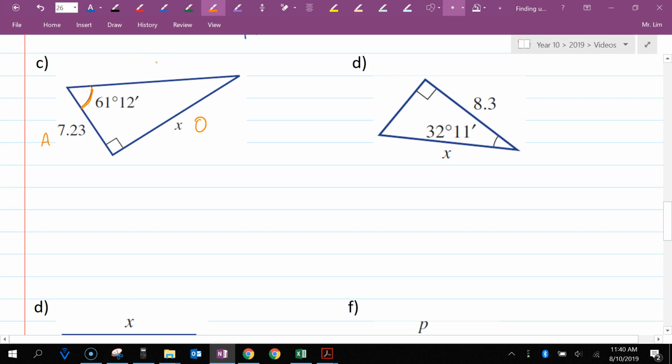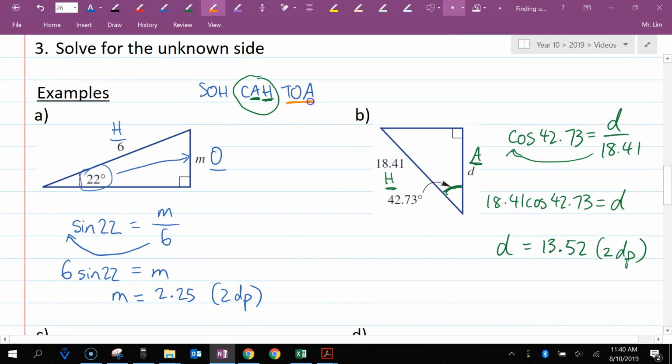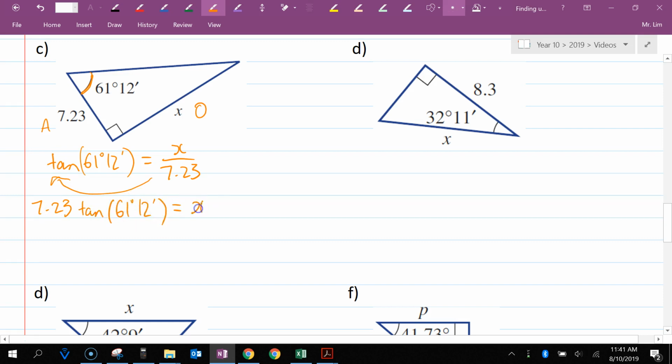The only one with O and A is tan. So I'm going to use tan of the angle, 61 degrees 12 minutes, is equal to opposite over adjacent. Now, because the number's in the denominator, I'm going to bring it all the way to the front. So you have 7.23 tan of 61 degrees 12 minutes is equal to x.